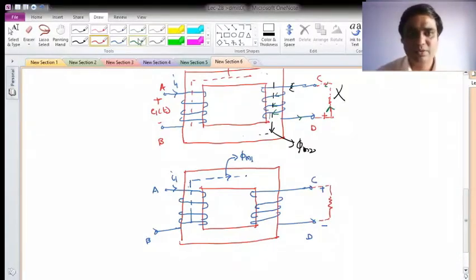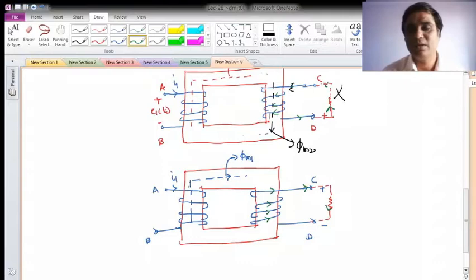So now if I have assumed this polarity, now what will happen? The current will flow in this way, then this way, this way, this way, and this. Okay. So now my current direction is like this.